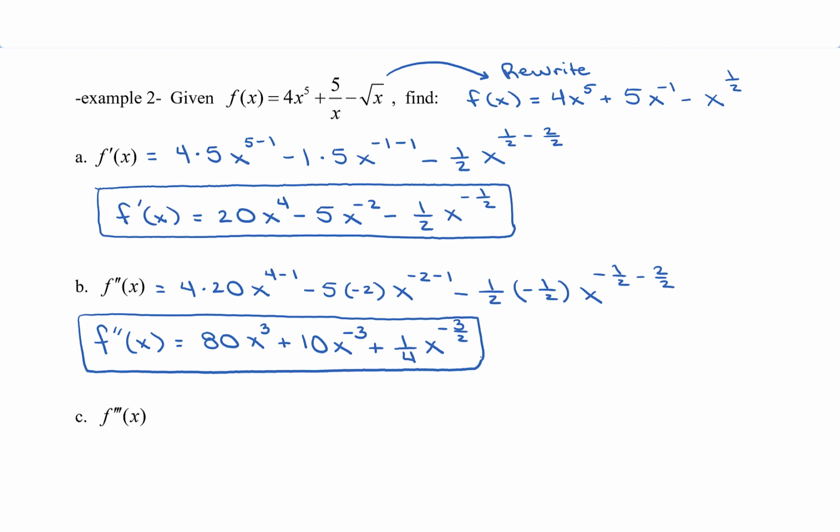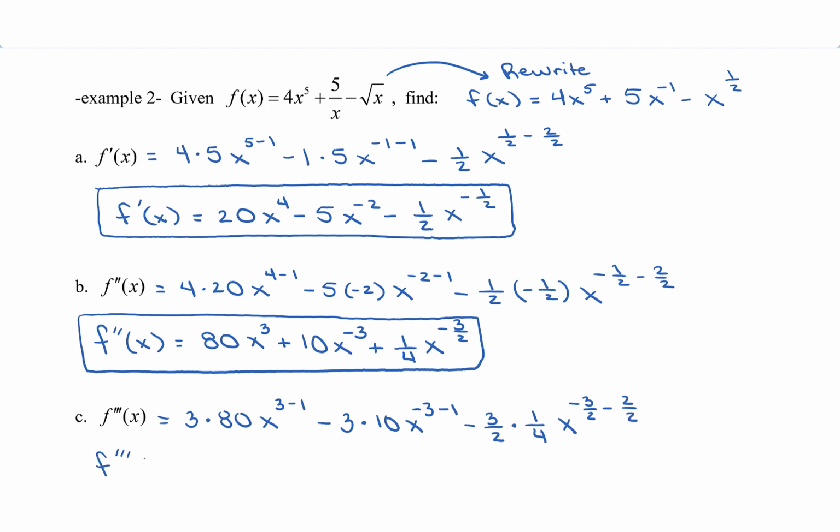C, the third derivative of f of x. So f triple prime of x is going to be equal to 3 times 80 times x raised to the 3 minus 1 power, minus 3 times 10 times x raised to the negative 3 minus 1 power, minus 3/2 times 1/4 times x raised to the negative 3/2 power minus 2/2.